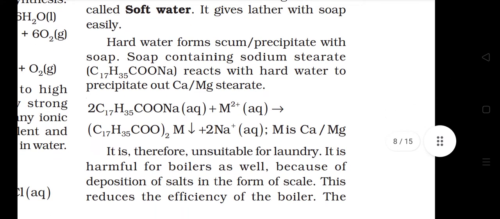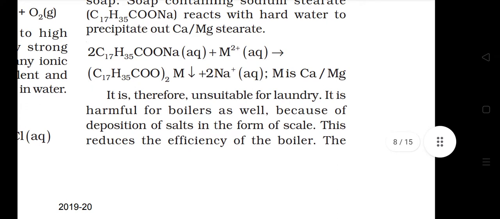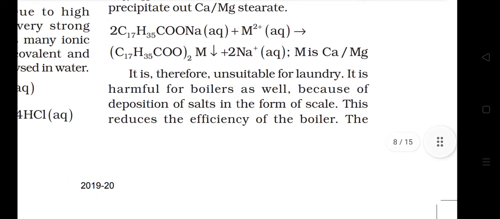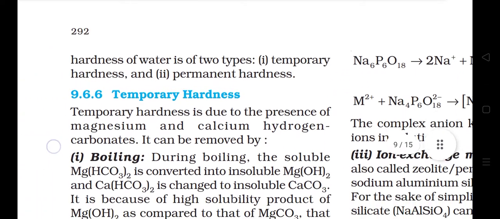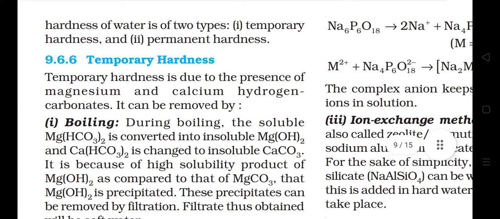Hard water forms a scum precipitate with soap. Soap containing sodium stearates reacts with hard water to precipitate out calcium and magnesium stearate. It is therefore unsuitable for laundry. It is harmful for boilers as well, because of deposition of salts in the form of a scale, which reduces the efficiency of the boiler. The hardness of water is of two types: 1. Temporary hardness and 2. Permanent hardness. 9.6.6 Temporary hardness.